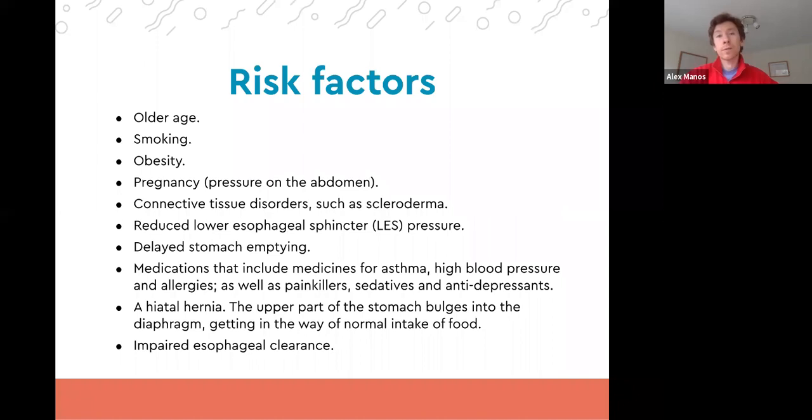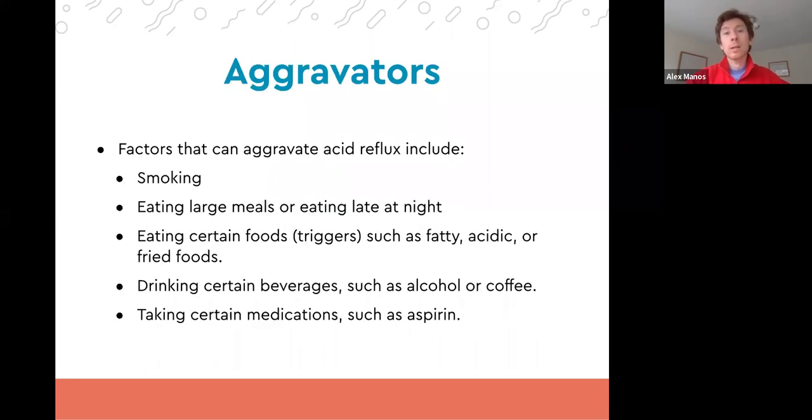So risk factors of GERD, well, older age, smoking, obesity, pregnancy, connective tissue disorders such as scleroderma, a reduced lower oesophageal sphincter pressure, delayed gastric or stomach emptying, certain medications, we've mentioned the hiatal hernia, and impaired esophageal clearance as well. So these are all risk factors or underlying causes, some of them as well.